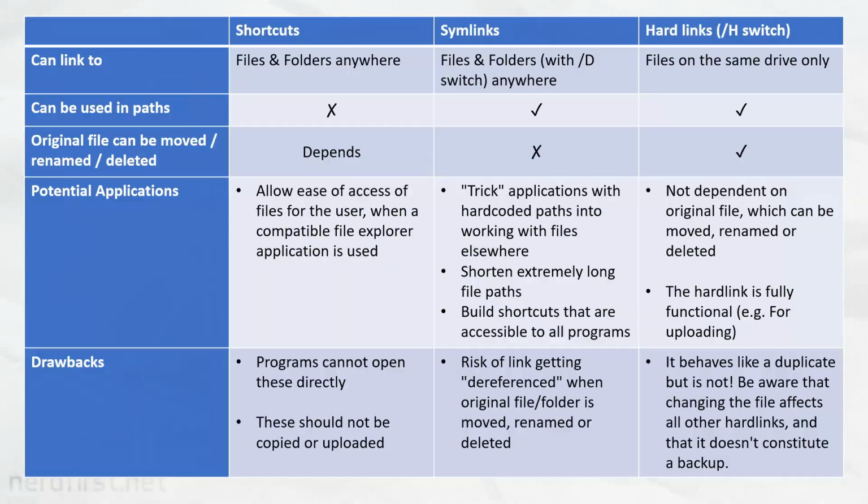Up to this point, we've seen our basic shortcuts, we've seen symbolic links, and we've seen hard links. They have subtle differences, so let's go ahead and compare them and talk a little bit about what use cases there are. First and foremost, a shortcut can point towards anything, but it cannot be used as a part of a path, simply because it's just a file, right? It needs to be understood by a file explorer.